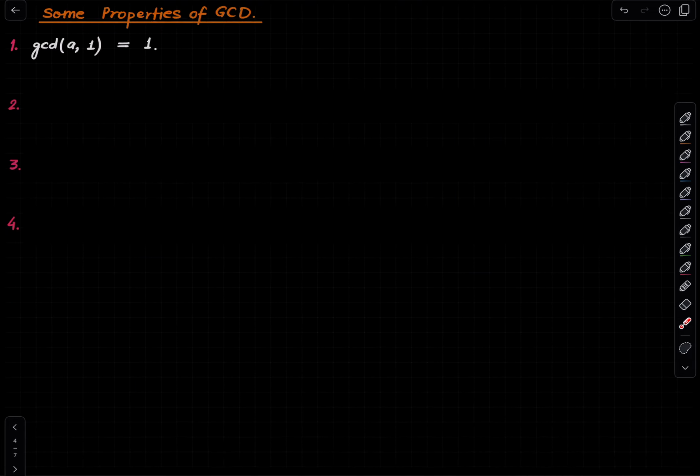Okay. Some very simple properties of GCD. There are some more interesting and complicated properties. Not complicated, but certainly more interesting. But in today's lecture, we will look at very simple properties. So the first one requires little explanation.